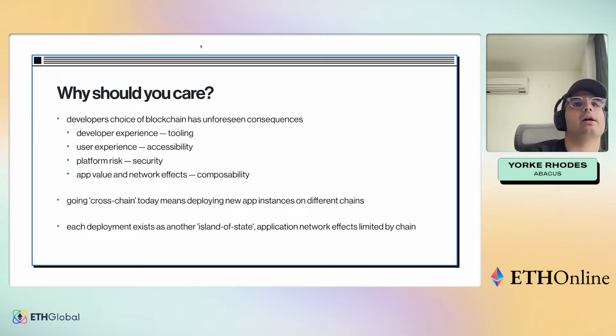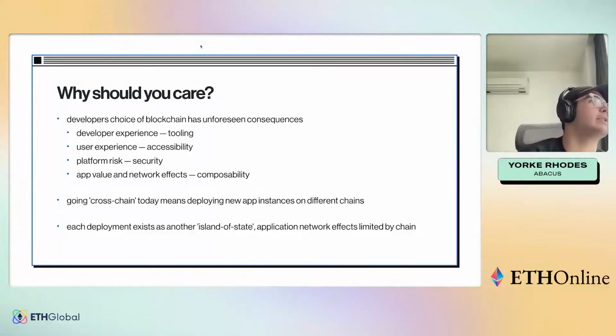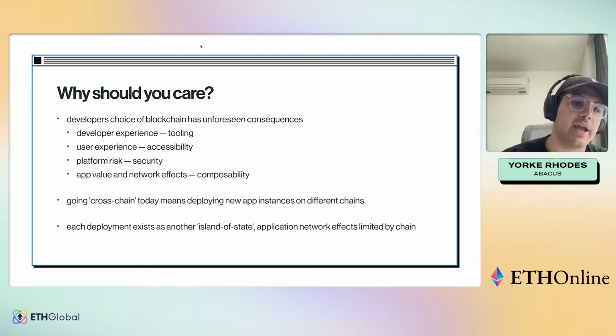And then finally, the long tail value of applications that are deployed to a single blockchain is limited by the network effects which exist within that blockchain. So if there's some new synergistic application which your users and your application would benefit from being composable with on another blockchain, you can't actually tap into that and grow your network. You're limited by whatever local network effects are available.